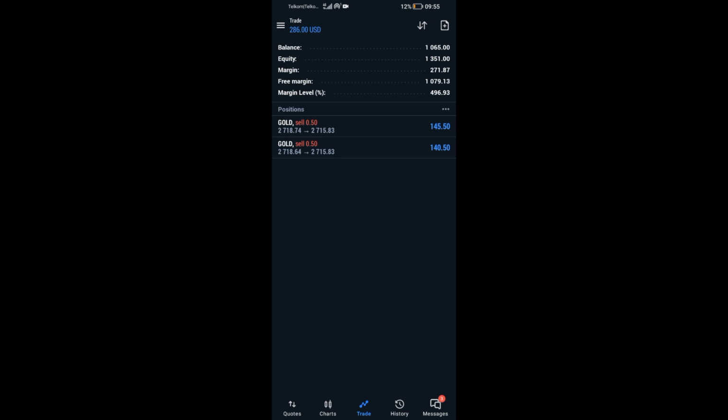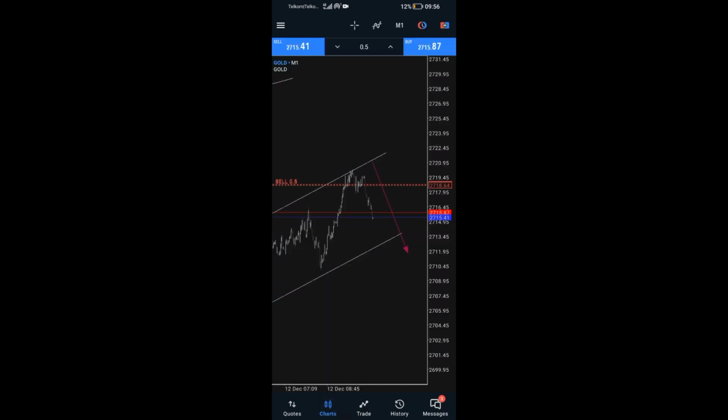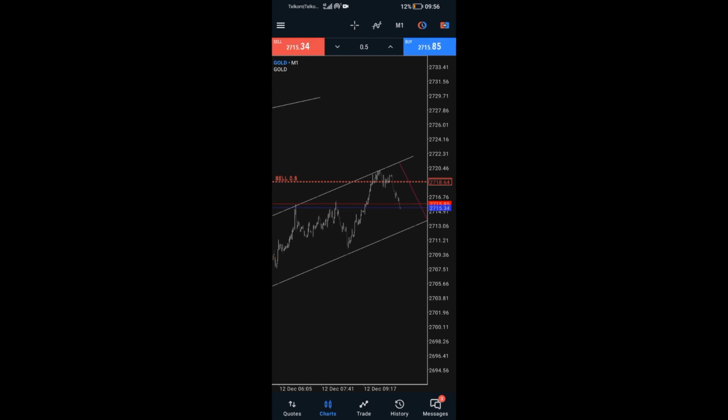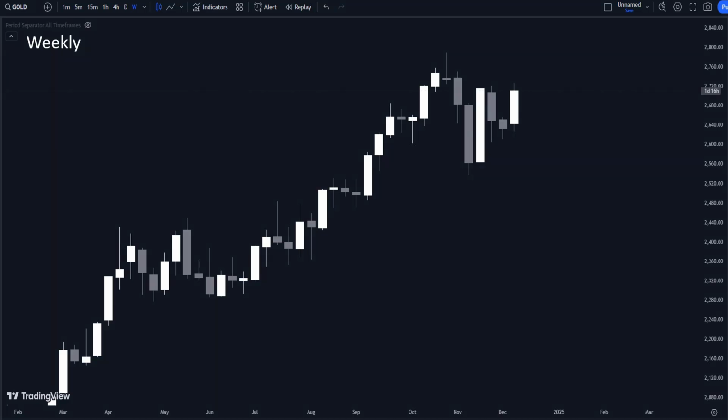Today we're analyzing gold step by step, starting from the weekly time frame and zooming all the way down to the 5-minute chart. Along the way, we'll mark key levels, identify potential trade setups, and explore how to align higher and lower time frame strategies. Stick around to learn how I managed to scalp these trades. Let's dive in. Gold analysis.